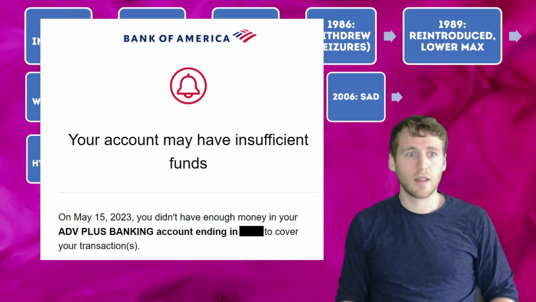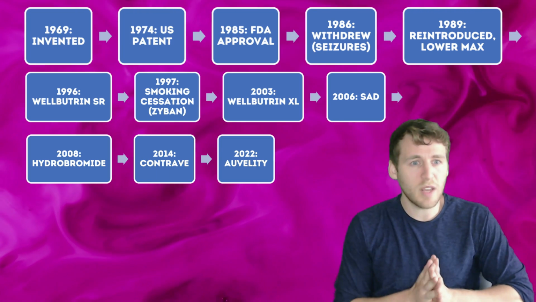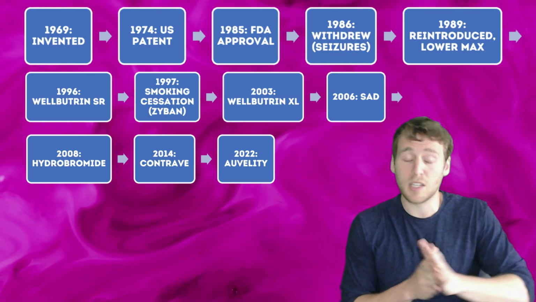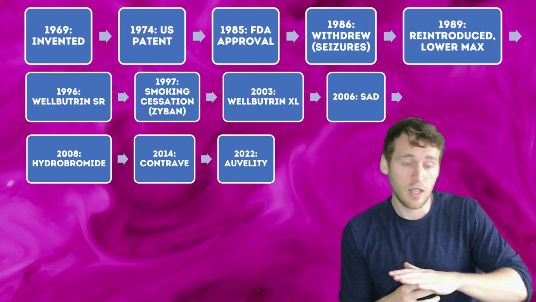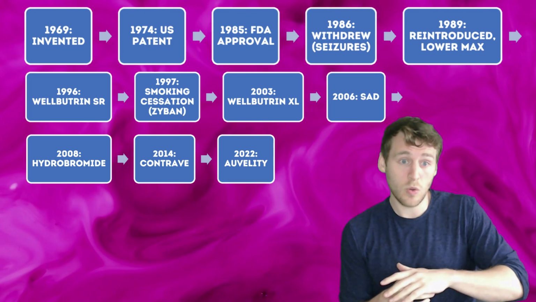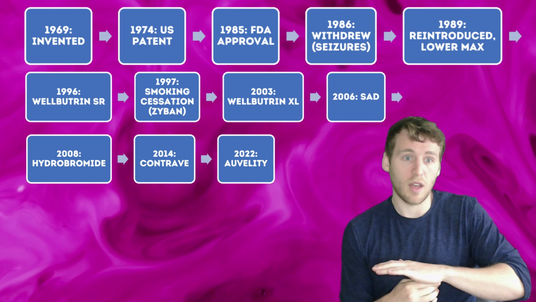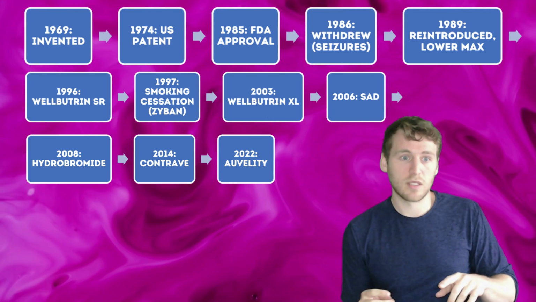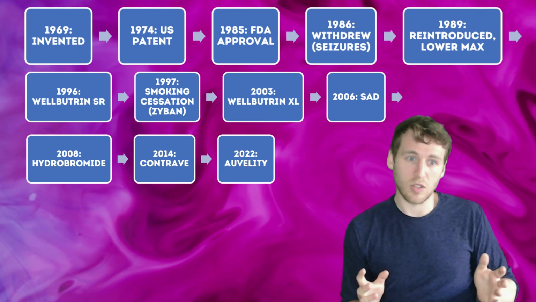Then in 2014, it was approved for weight management when it was combined with naltrexone, and then in 2022, it was approved with dextromethorphan as Auvelity for the treatment of MDD in adults, and it's, as I said before, considered a relatively rapid onset of action.